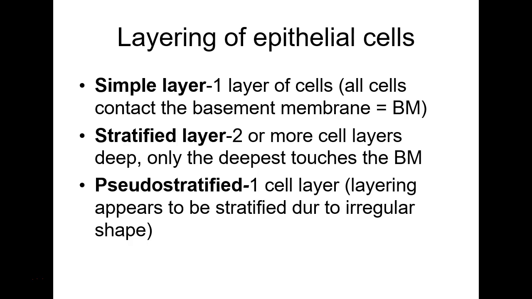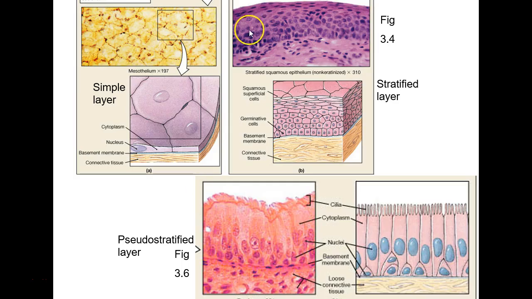Well, it looks like it's more than one deep, but it's really not. It's only one deep. It's just kind of like an optical illusion. Okay. And I'll show you a good place to find that. Here's stratified. Right? It's many cells deep. Okay? What's it shaped like? And you go, well, I can't really tell. So let's look at the artist's drawing.